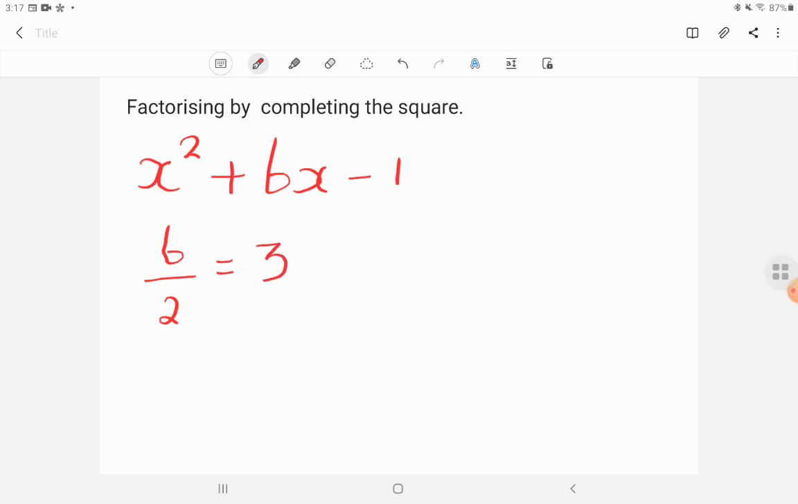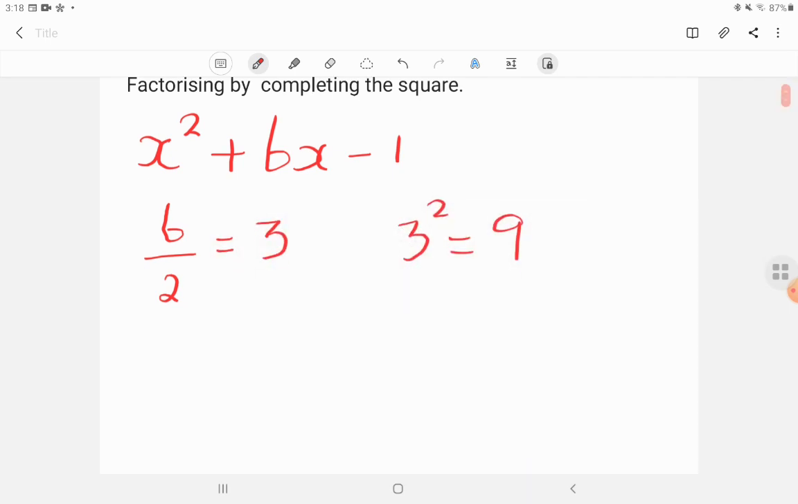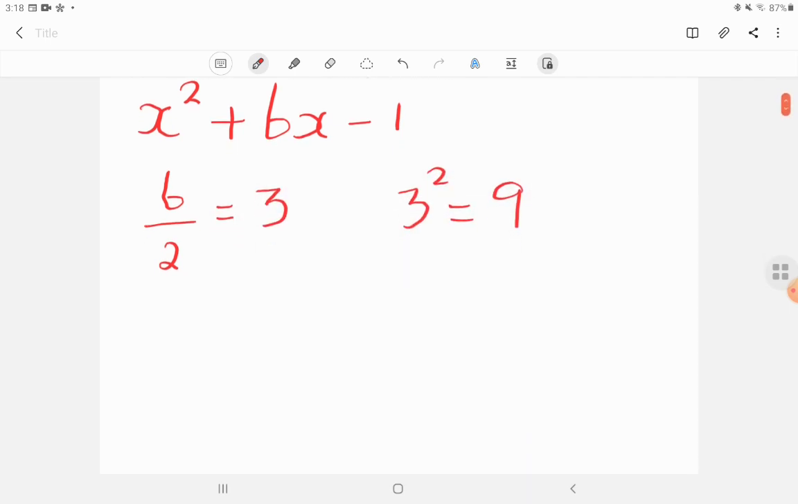Here the coefficient of x is 6, divide that by 2, which gives you 3, and therefore 3 square gives you 9. The next step is we need to add and subtract this value with the constant. So the constant we have got is 9. Why do we do this process? Because we need to bring this expression into a perfect square form.